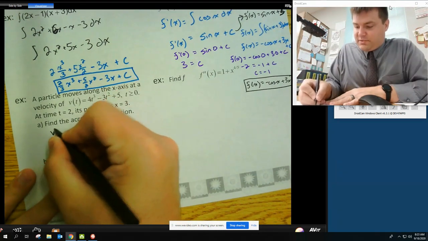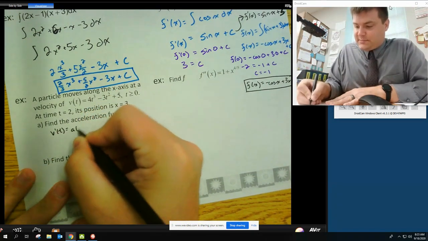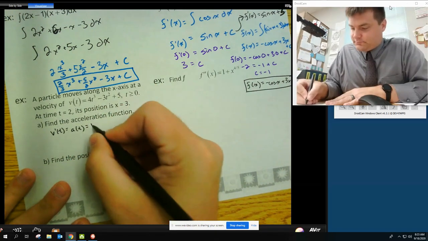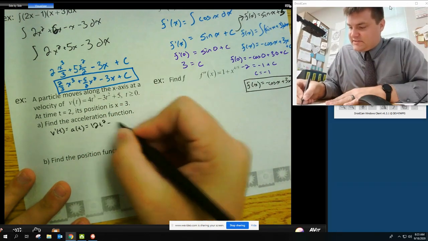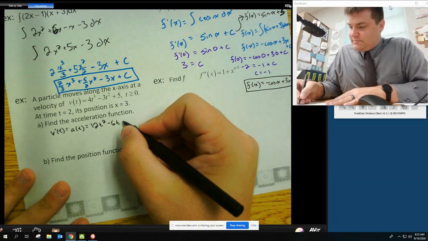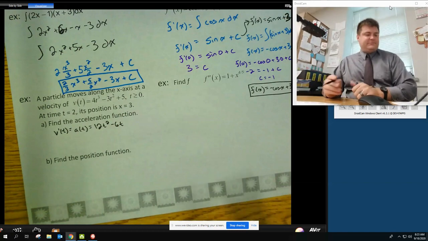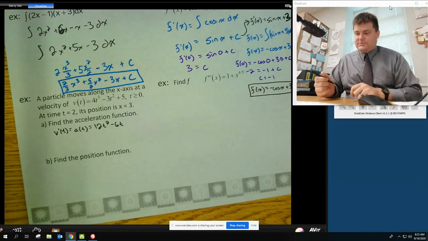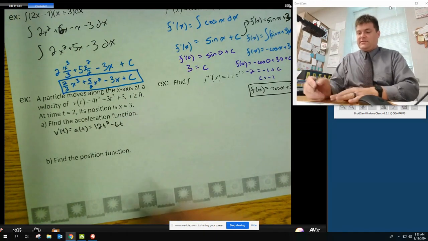So v prime of t is going to give you my a of t, which is 12t squared minus 6t plus 0, and that's it. Nothing else. Just double check. So we're good. All right, that's the acceleration function.